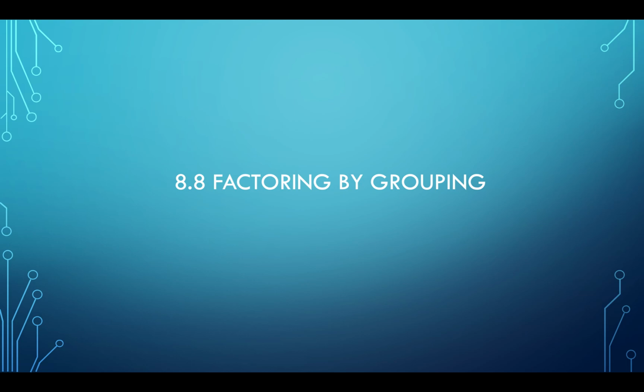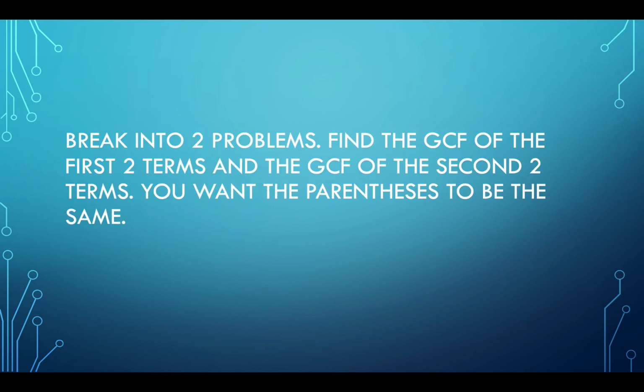Now we're going to do our Chapter 8, Section 8 review, factor by grouping. So the first thing we're going to do is break it into two problems. We're going to find the greatest common factor of the first two terms and the greatest common factor of the second two terms. We want the parentheses to be the same, so we want to have a set of parentheses that are identical to each other. So remember, we want them to have one set of twins.